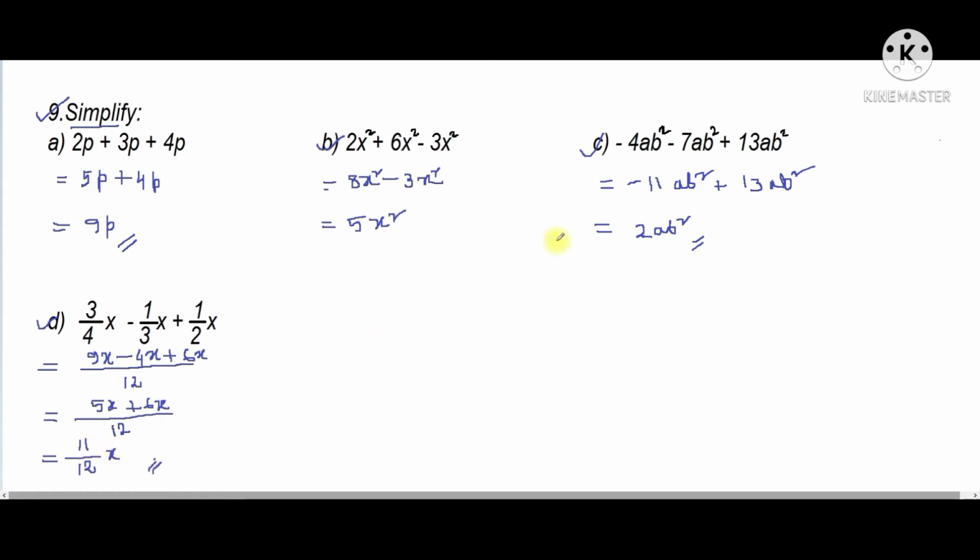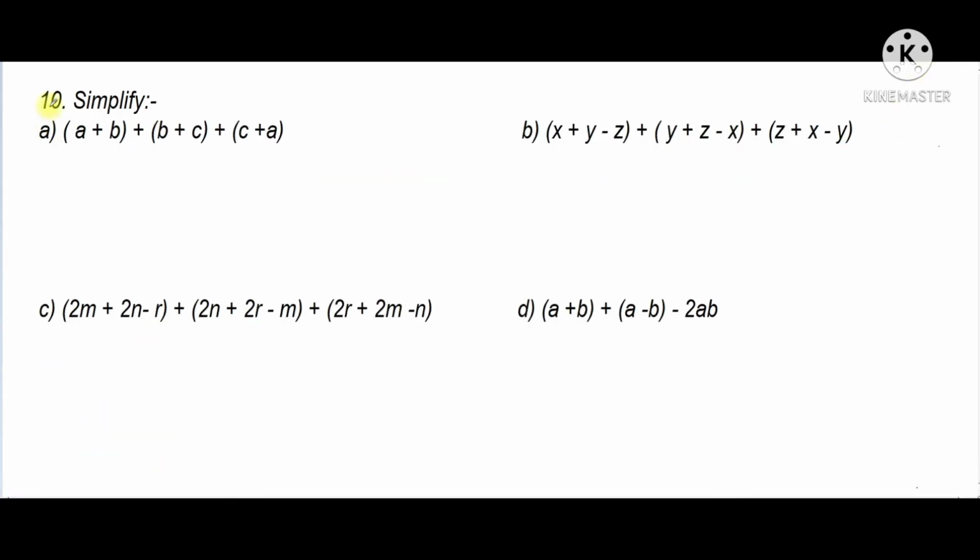So next we'll see question number 10. Okay, here also simplify. So again, we'll break the bracket. Here you see a plus b, b plus c, and c plus a written, okay. I'll write here a plus b, b plus c, okay, and c plus a, okay.